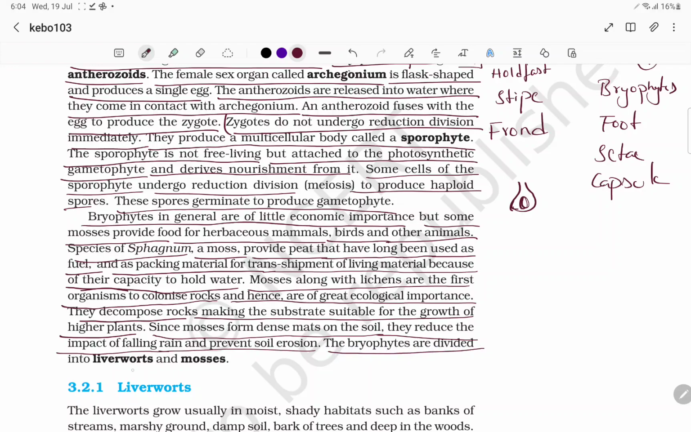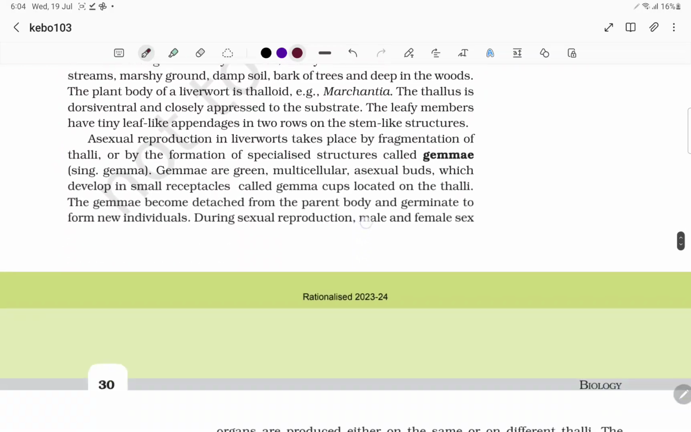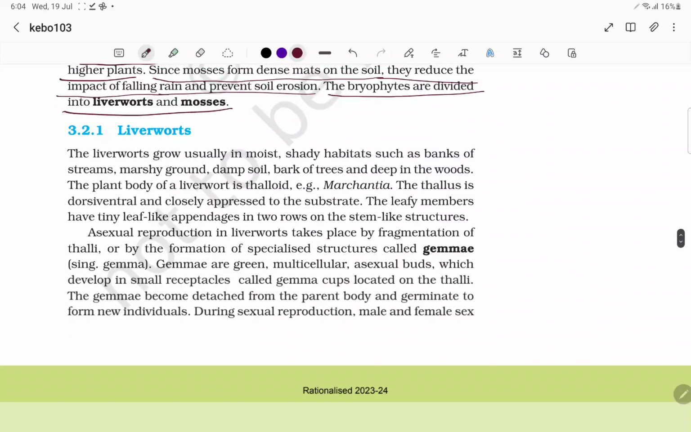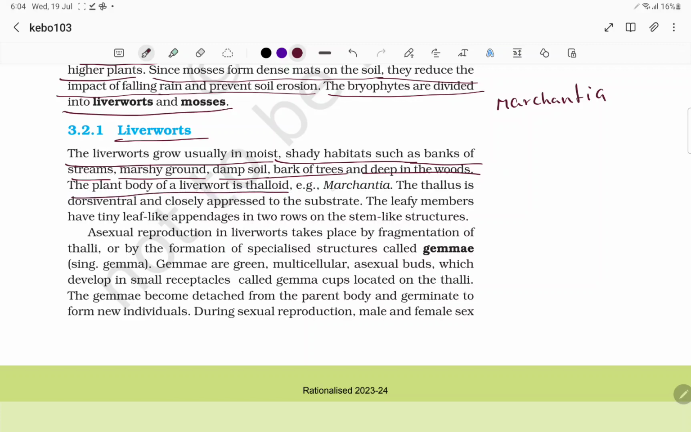The bryophytes are divided into liverworts and mosses. Let's see what liverworts are. They are named liverworts because of their liver-like structure, as in Marchantia. Liverworts grow in moist, shady habitats such as banks of streams, marshy ground, damp soil, bark of trees, and deep in the woods. The plant body of liverworts is thalloid, as in Marchantia. The thallus is dorsiventral and closely appressed to the substrate.